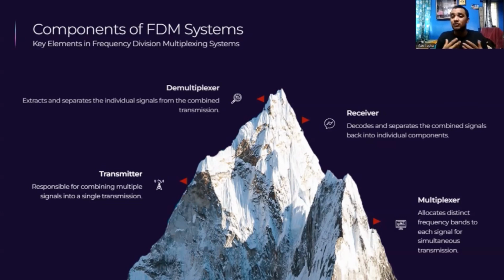We, as the listeners of the radio channel, want a particular frequency to be extracted and reached to us. For this, the demultiplexer plays a huge and very vital role. The demultiplexer extracts the particular frequency channel which we need. Okay, and then the receiver. What does a receiver do? It decodes and separates the combined signals back into the individual channels.